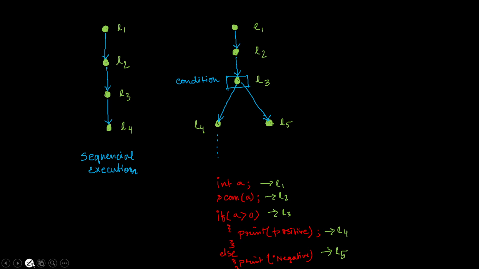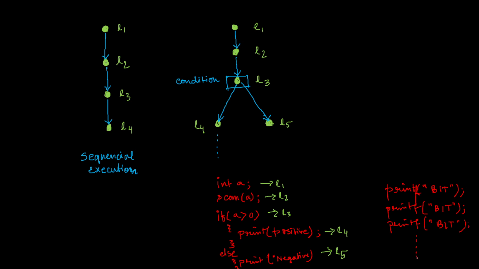Say, you can say that, okay, I will write something like, for example, print name. So for example, write bit 5 times. So what will you do? You will write printf bit, then again printf bit, then again printf bit, in this way many times.